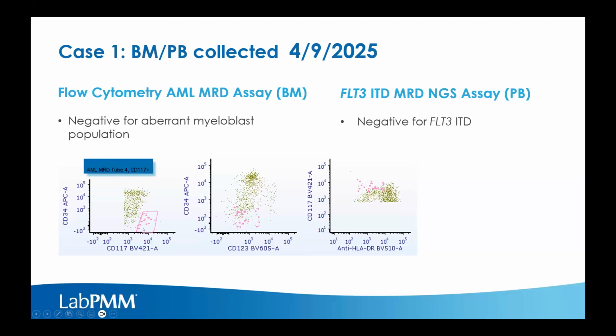What we see is a few sporadic dots in this area, you can see. And most of these cells do not have CD123. So this is interpreted as negative for flow cytometry. At the same time, the FLT3 ITD MRD NGS assay is also negative, no longer detectable.